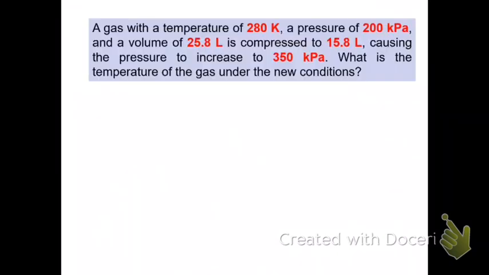All right, let's take a look at another example here. A gas with a temperature of 280 kelvins, a pressure of 200 kilopascals, and a volume of 25.8 liters is compressed to 15.8 liters, causing the pressure to increase to 350 kilopascals. What is the temperature of the gas under the new conditions?